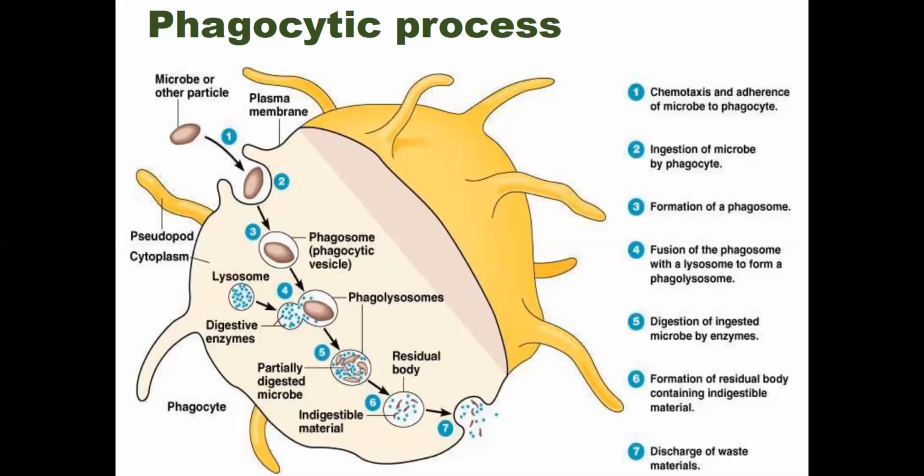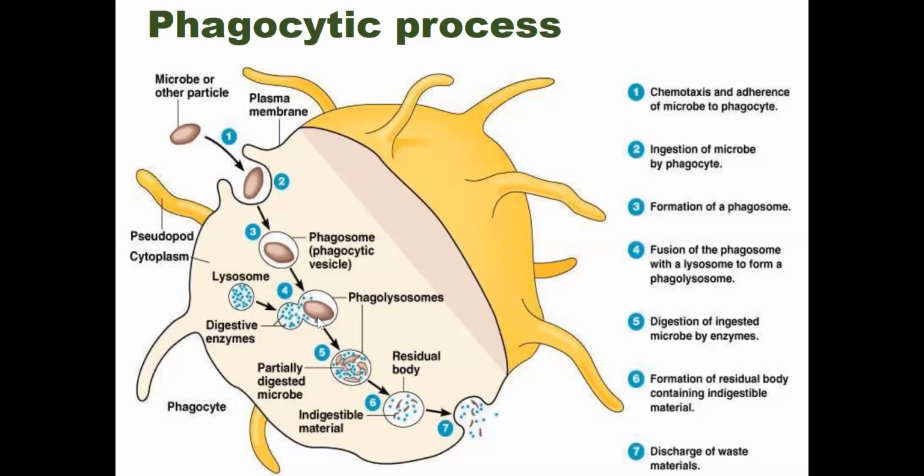And then after the phagosome formation, the phagolysosome forms. What is a phagolysosome? See here, the lysosome is a vesicle that contains different types of digestive enzymes, more specifically the lytic enzymes, lysozyme. When this lysosome combines with the phagosome, we call it the phagolysosome.